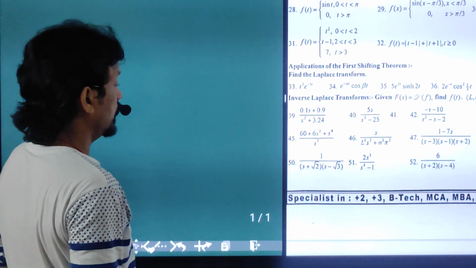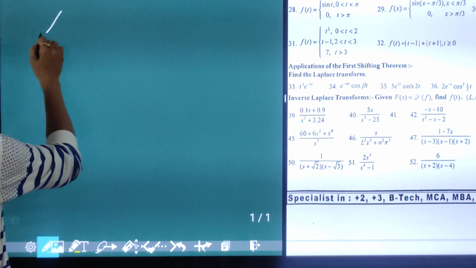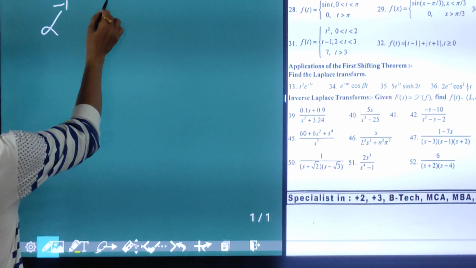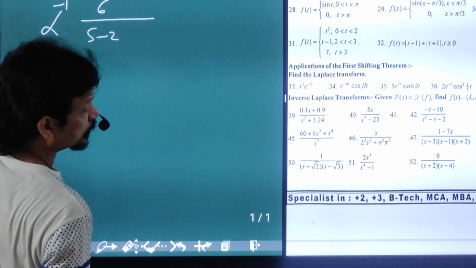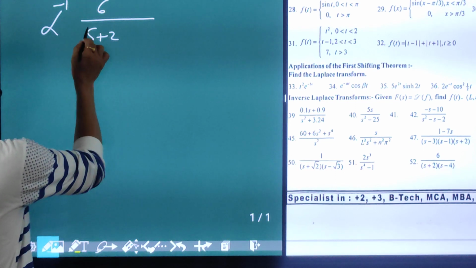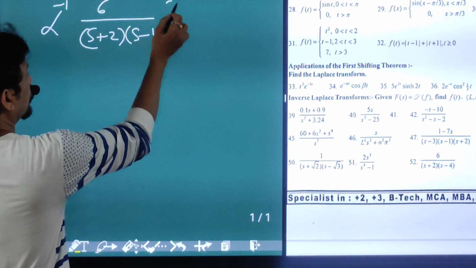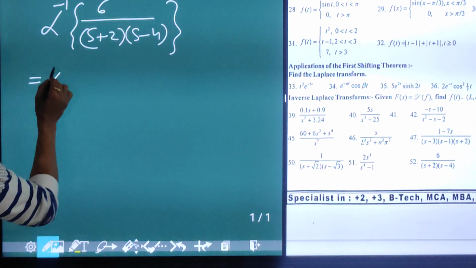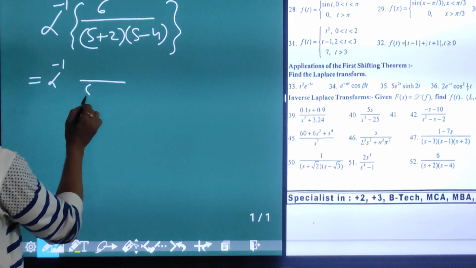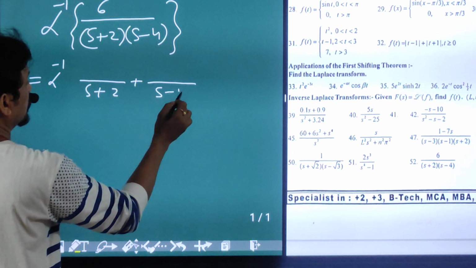Now, the same process, I am doing another question. Laplace inverse of 6 by s minus 2, s plus 2 into s minus 4. How to do the partial fraction? Again I am doing this one.